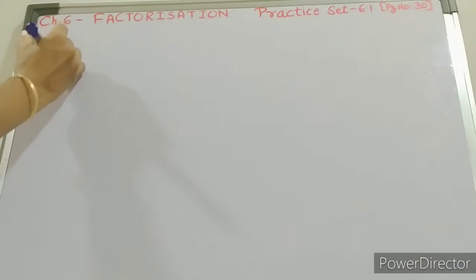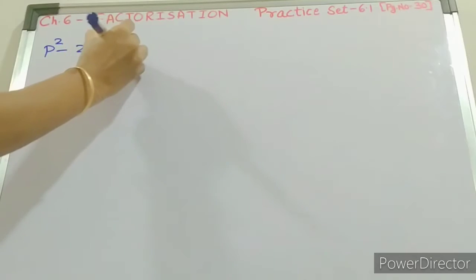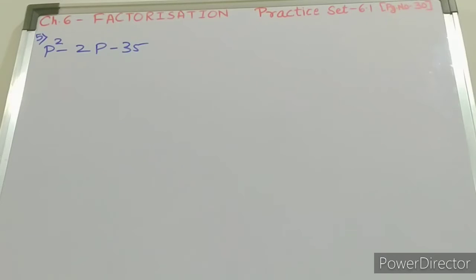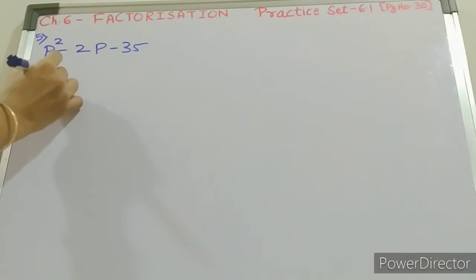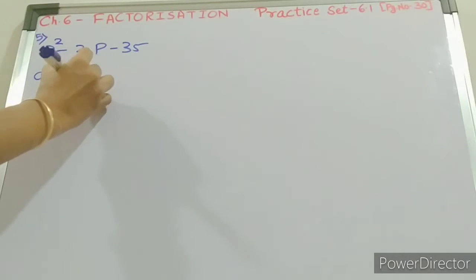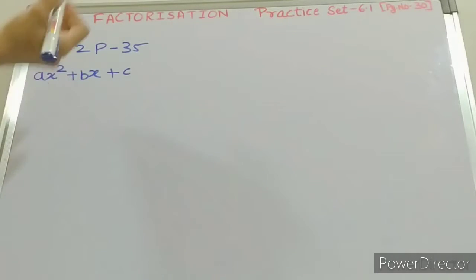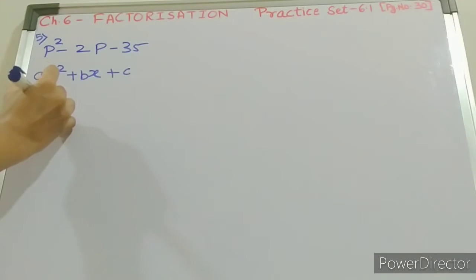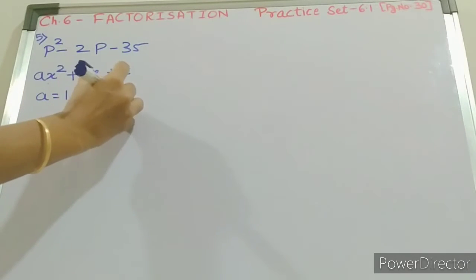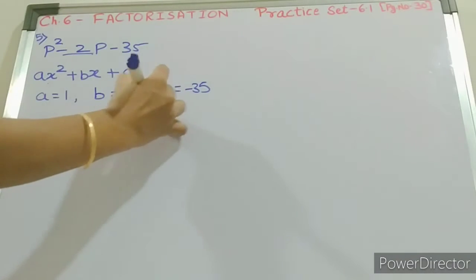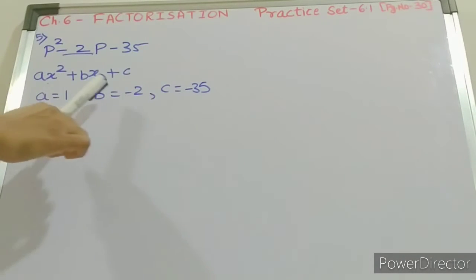The fifth problem is p square minus 2p minus 35. Okay, now what are the steps? First, we have to compare this equation with ax square plus bx plus c. Here, instead of x square they have given p square. So the a value is 1, b is minus 2, and the value of c is minus 35.